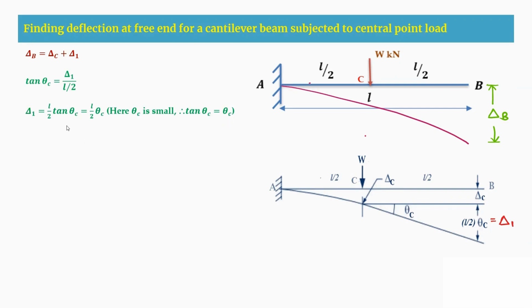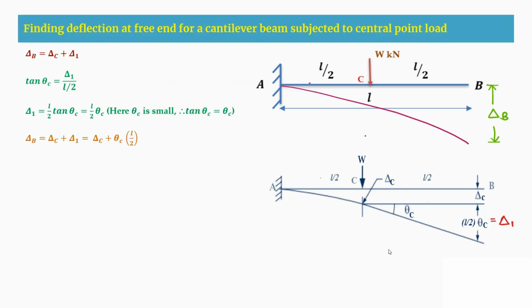Therefore, we are getting delta 1 equal to L by 2 into theta c. After getting this delta 1, I am going to substitute theta c into L by 2 in place of delta 1. After getting this equation, we are going to find delta c and theta c. Here this is delta c and here it is theta c. Delta is nothing but the deflection at this point and theta is nothing but the slope at this point.